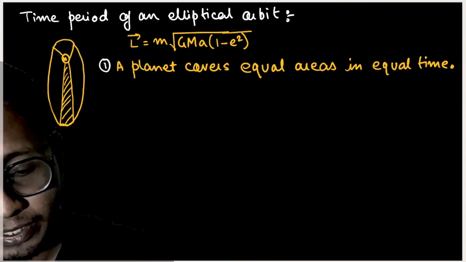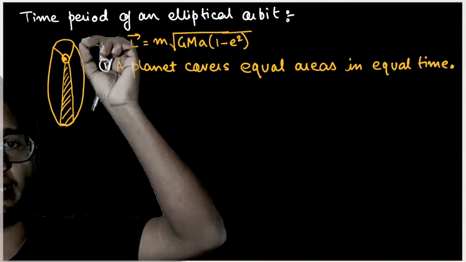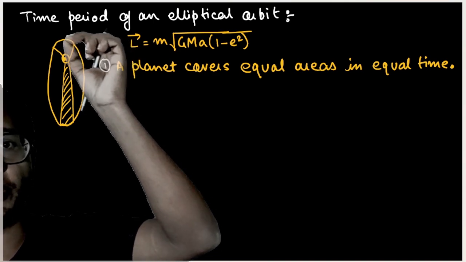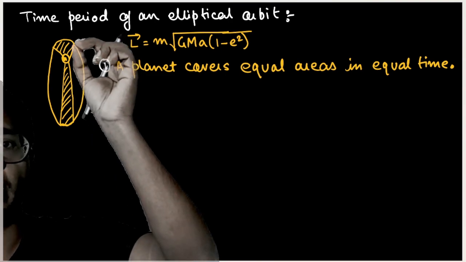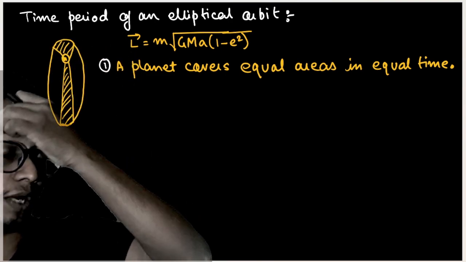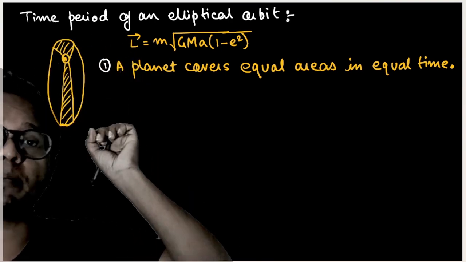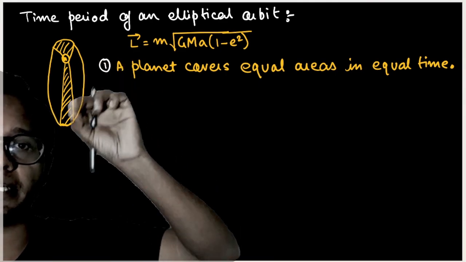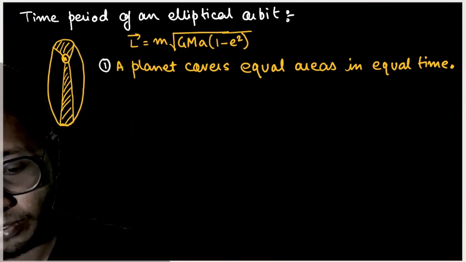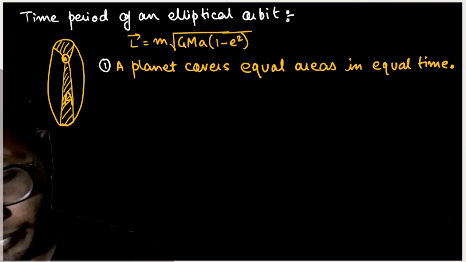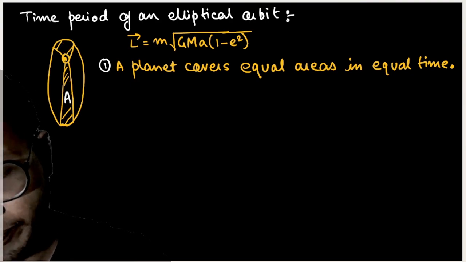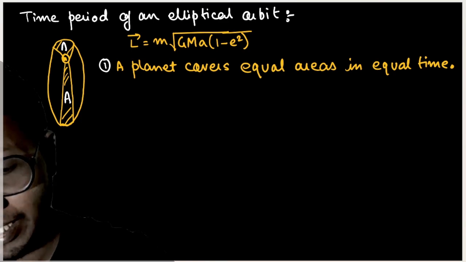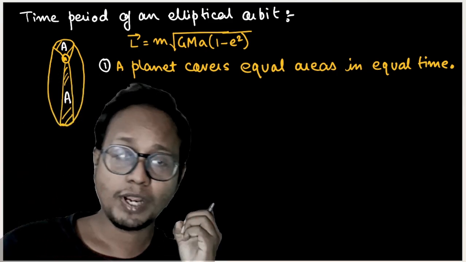If I shade this area, when the Earth goes near the Sun, it will travel much faster. Similarly, the time taken by Earth to cover from head to head is also 1 second. The time taken by Earth to cover from this position to this position is also 1 second in the elliptical orbit. What Kepler says is that this shaded area is equal to this shaded area. If this area is A, then this shaded area is also A. Fair and fine, I understood Kepler's law.